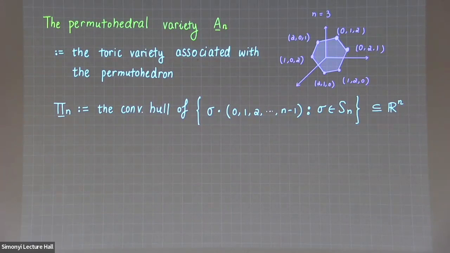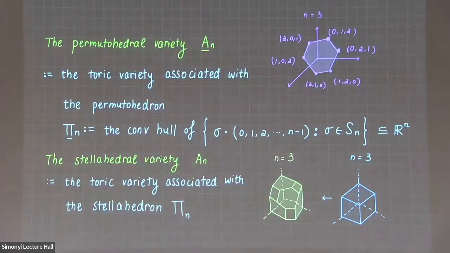So the permutohedral variety is the toric variety associated with the permutohedron. For n equals 3, I have this picture shown on the right, and it is the convex hull of the symmetric orbit of the point 0, 1, 2, all the way to n minus 1 in n-dimensional Euclidean space. And we can also think about this polyhedral player called the stellahedral variety, which is the toric variety associated to the stellahedron. Roughly speaking, you can see this as a truncation of the unit cube. What you do is you look at it from either the negative orthant or the positive orthant, depending on what you like, and then truncate the faces that you see in this orthant.